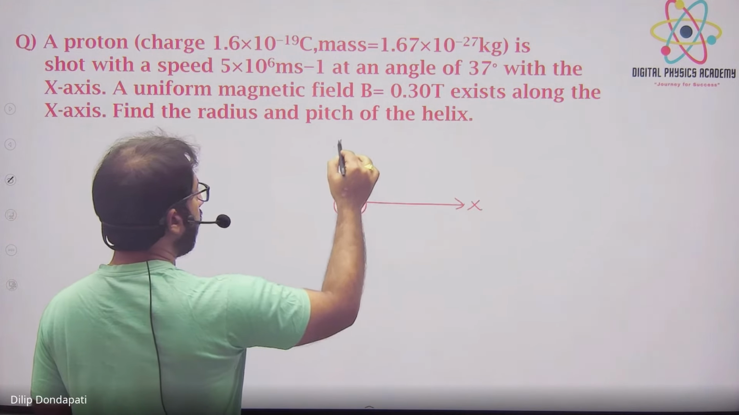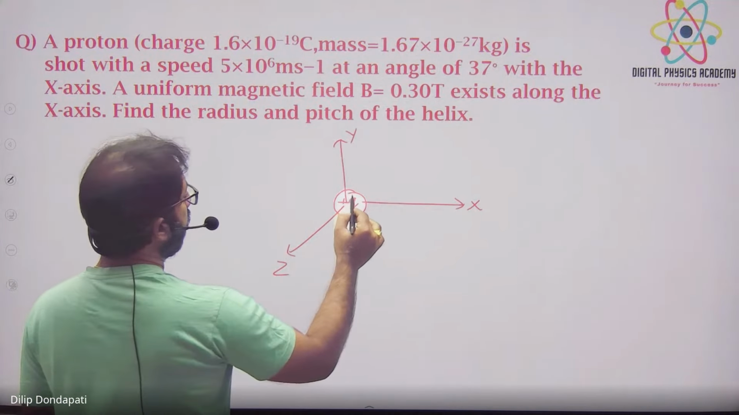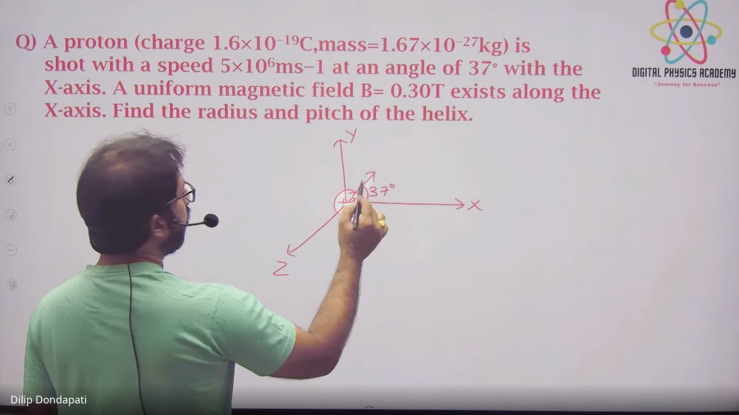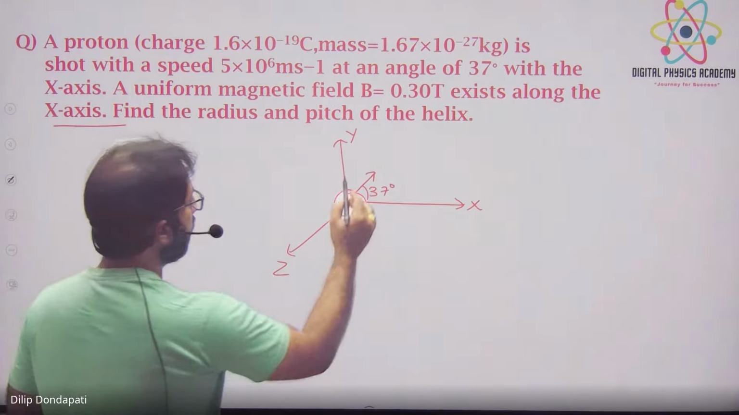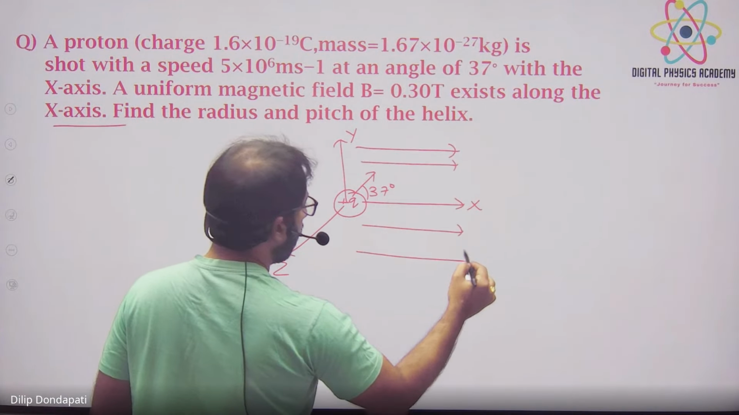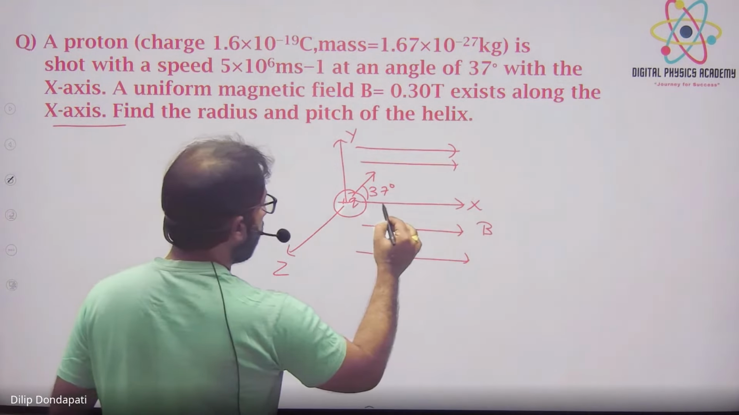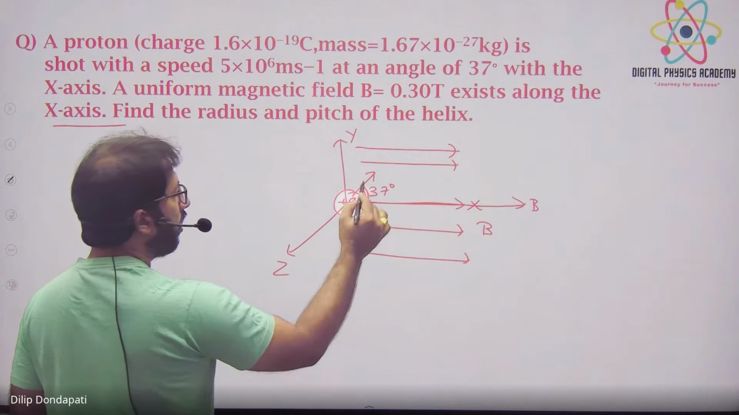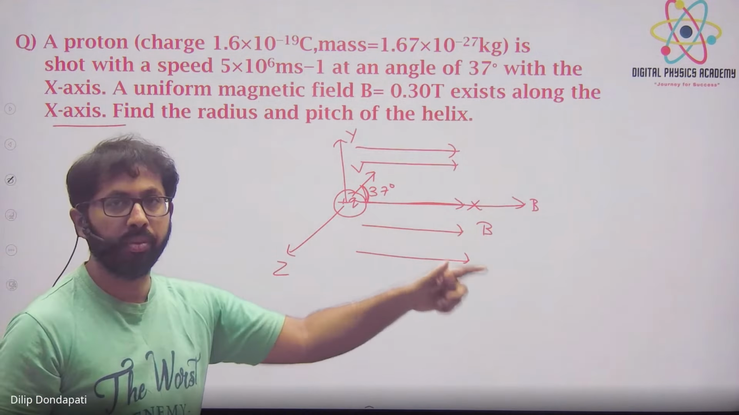x-axis, y-axis, z-axis. If I'm throwing with some velocity at a certain angle, 37 degrees, a magnetic field exists along the x-axis. So magnetic field is in the x-axis. This is the magnetic field. So magnetic field से angle 37 degrees में it is thrown with some velocity. Therefore, definitely helix path, helix में circular भी रहेगा, straight भी जाएगा. Radius find करो.